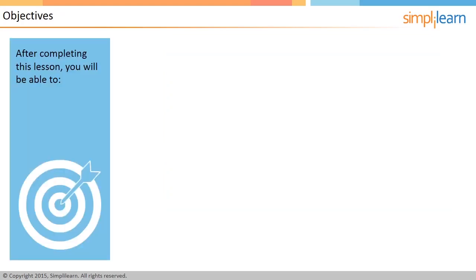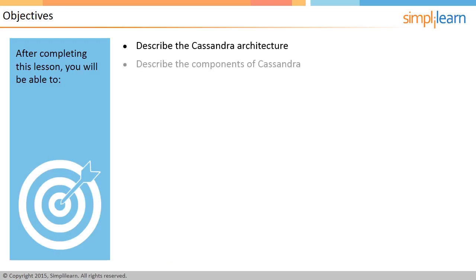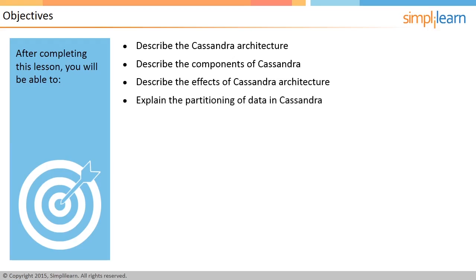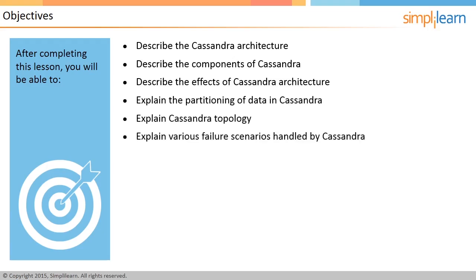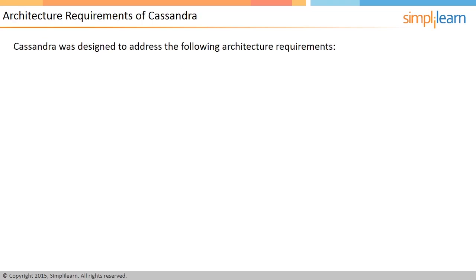After completing this lesson, you will be able to describe the Cassandra architecture, components of Cassandra, and the effects of Cassandra architecture. You will also be able to explain the partitioning of data in Cassandra, Cassandra topology, and various failure scenarios handled by Cassandra. Cassandra was designed to address many architecture requirements. The most important requirement is to ensure there is no single point of failure.